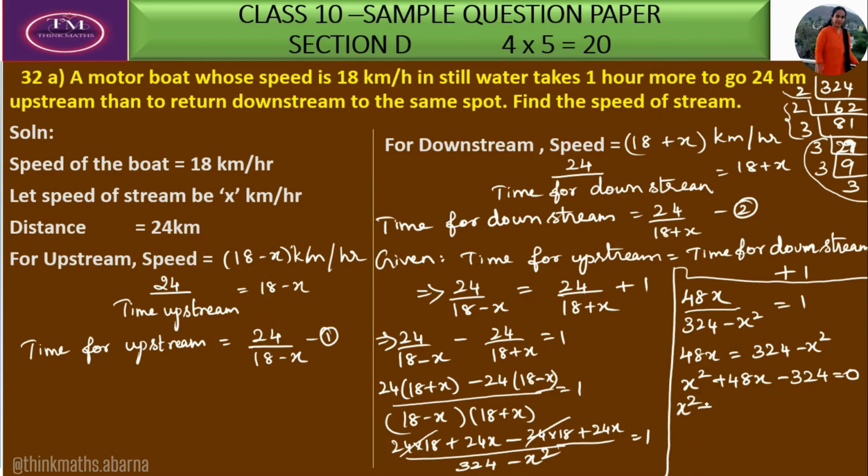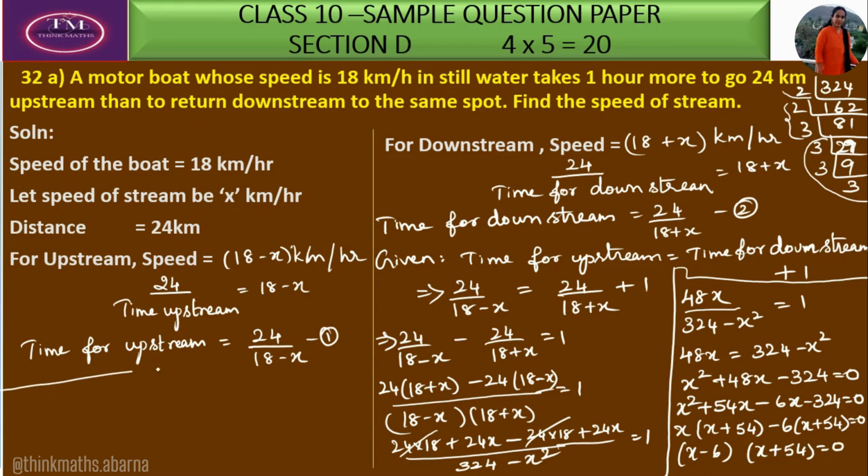So x square plus 54x minus 6x minus 324 equal to 0. Now take the x outside. It is x plus 54. In the same way, here take minus 6 outside. We will get x plus 54 equal to 0. So it will be x minus 6 into x plus 54 equal to 0. So let me write here the remaining part. So we got x minus 6 into x plus 54 equal to 0.